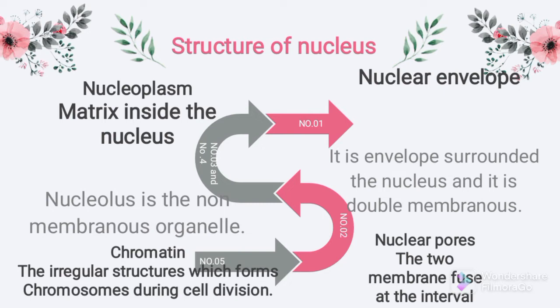This is the structure of the nucleus in detail. Nuclear envelope. Now, what is the nuclear envelope? It surrounds the nucleus, and it is double membranous. Now what does it mean? That the nucleus is surrounded by an envelope, but this envelope is made up of two membranes.